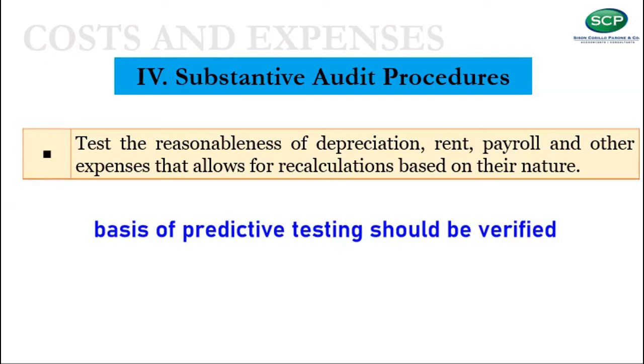Let's take, for example, depreciation. For this expense, we need to verify the correctness or fairness of the fixed assets cost first before we do the depreciation testing. For rent, we need to examine the covering lease agreements first and use the information on such lease agreements in performing the test of reasonableness of the rent expense or rent income of the company.